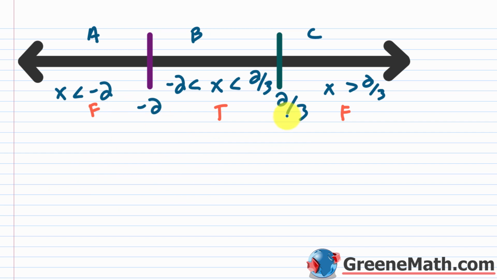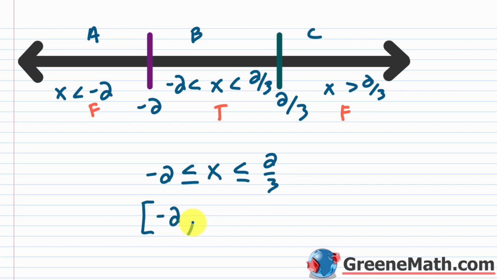So negative 2 and then also 2/3, those need to be included. So we'll say that x is greater than or equal to negative 2, and it's less than or equal to 2/3. In interval notation, again, you just want to make sure you use your brackets. So you have a bracket next to negative 2, and then a bracket next to 2/3.